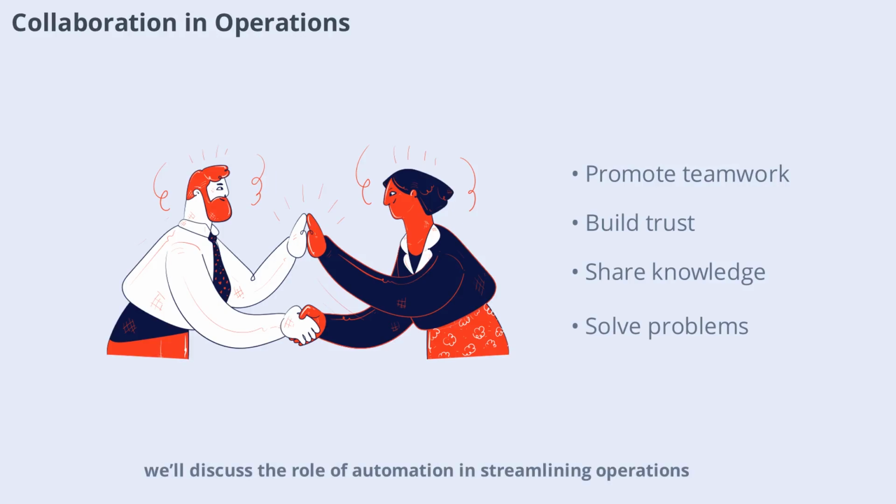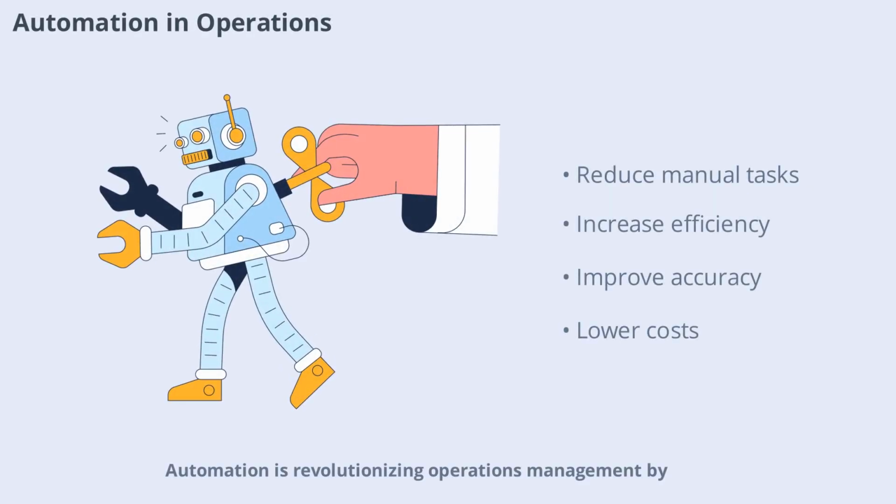Next, we'll discuss the role of automation in streamlining operations. Automation is revolutionizing operations management by reducing manual tasks and increasing efficiency. Technologies like robotics, artificial intelligence, and machine learning automate repetitive processes, freeing up employees for higher value work.